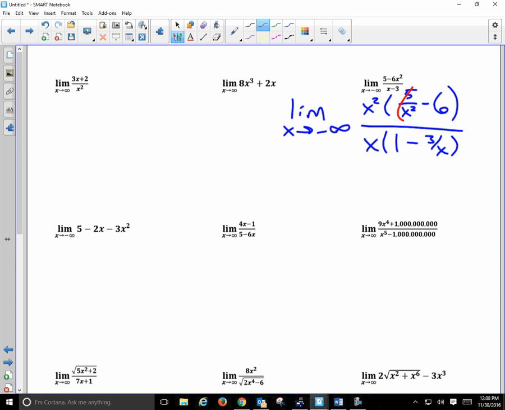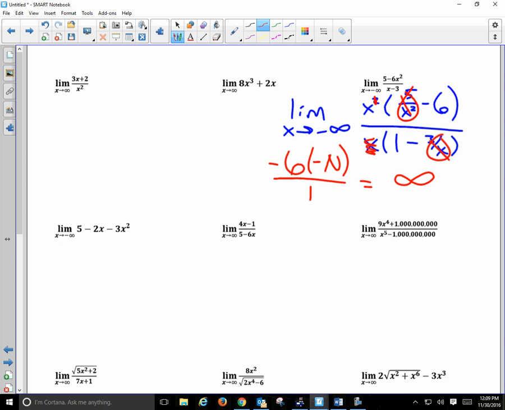So this goes away. This goes away. One of the x's goes away. So I'm left with negative 6 times a very large negative number over 1. So you notice you have to be careful with your negatives.